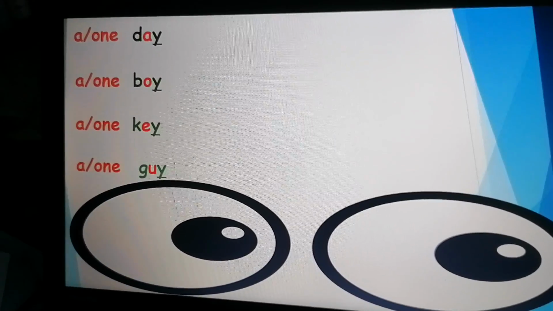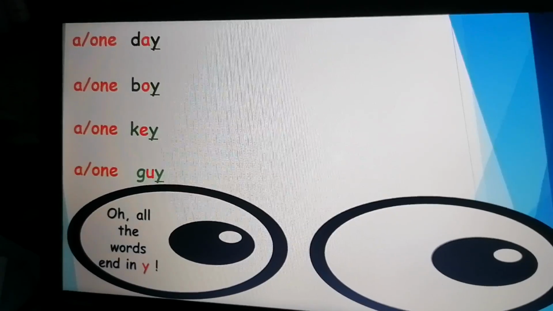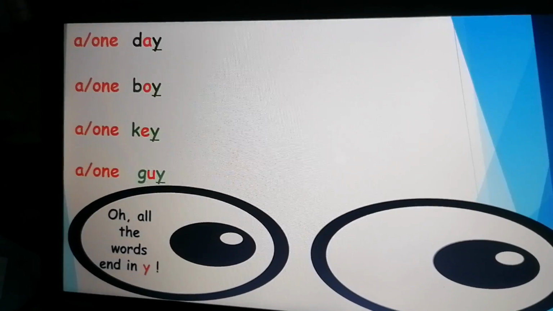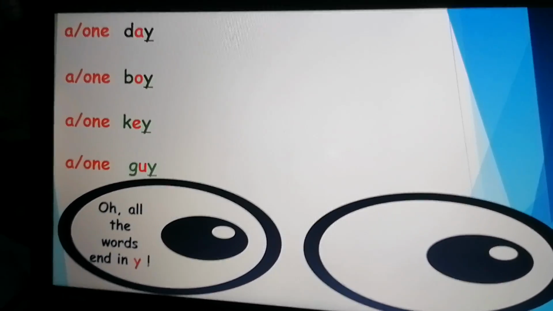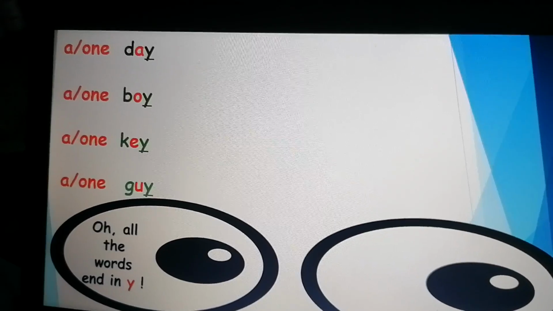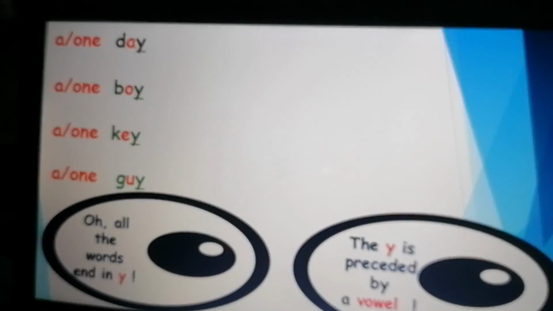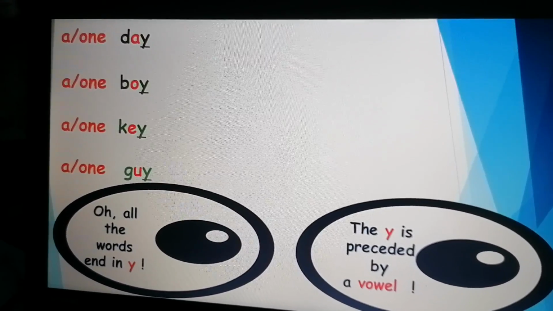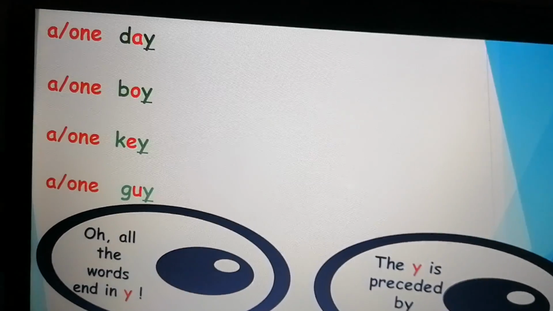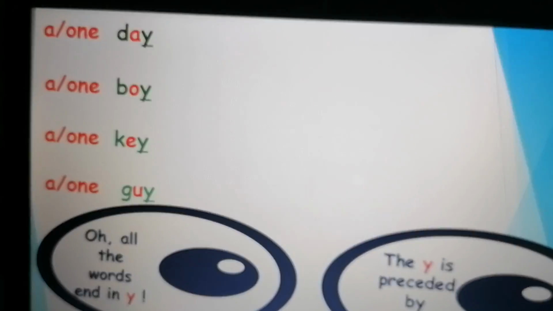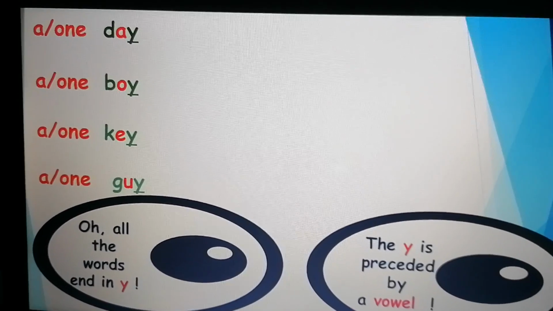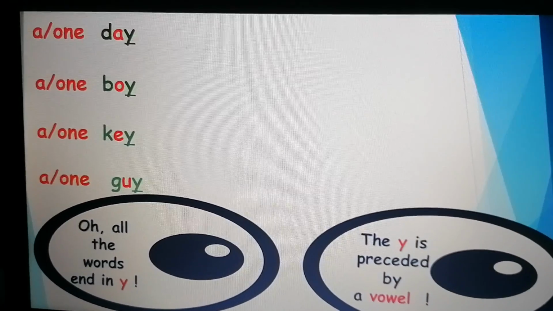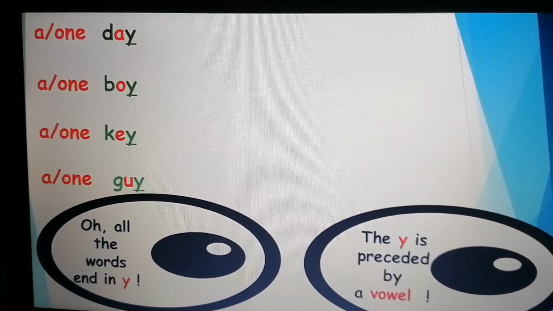We notice that all the words end in Y. So day, boy, key, guy, they all end with a Y. And the Y is preceded by a vowel. So before the letter Y, I have A, O, E, U. And these are vowels. They are not consonant letters. So what do we do here in this case?